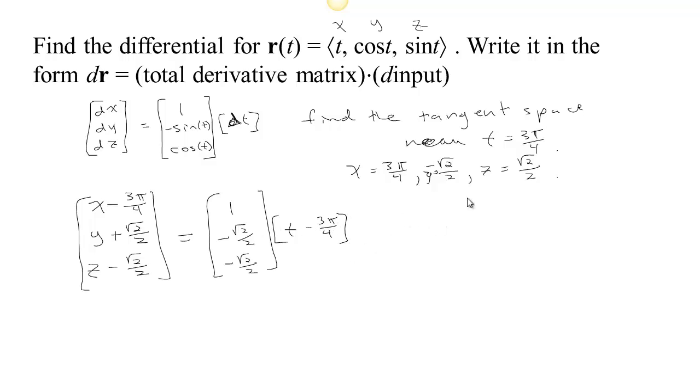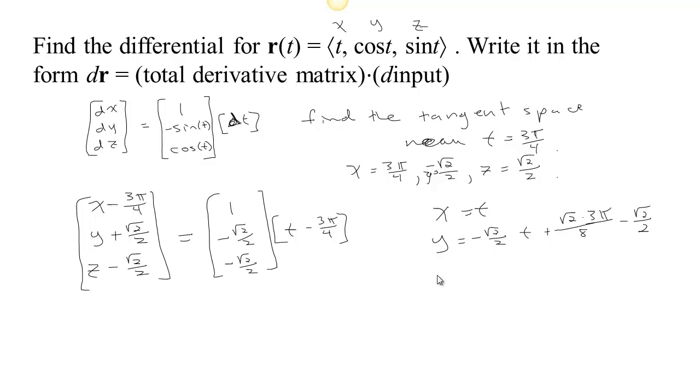So we get now 3 equations. The first one says x minus 3 pi fourths equals t minus 3 pi fourths. So the first one says x equals t. This was already a linear equation for x, so the linearization is also that same thing, right? It's that same line. But then y is equal to negative root 2 over 2 times t plus root 2 times 3 pi fourths over 2, so that makes root 2 times 3 pi over 8. And then moving the y had a plus root 2 over 2 on the side. To move it over, we get minus root 2 over 2.